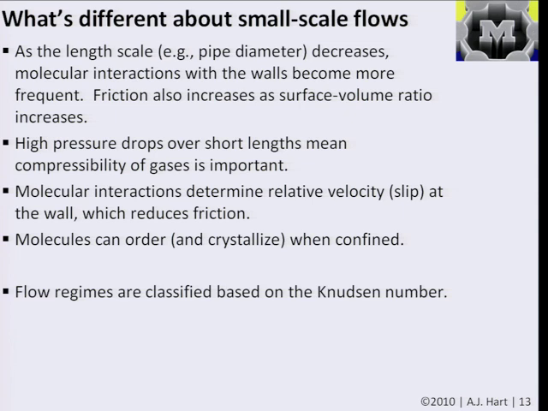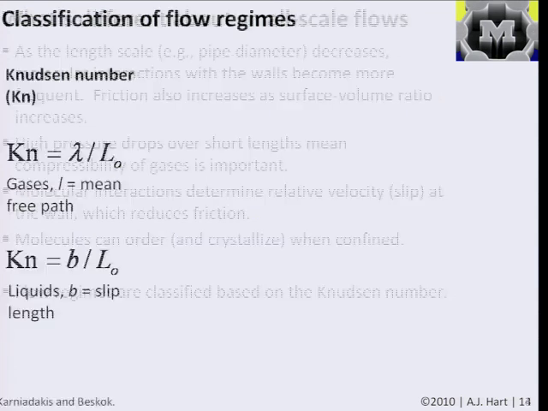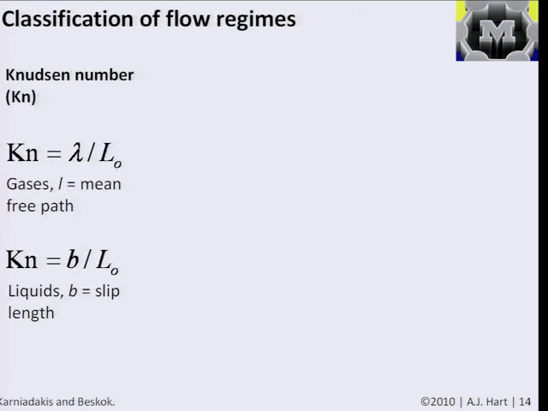And we're going to classify flow regimes based on what we'll call the Knudsen number, and that relates to a mean free path for gas, just as we saw a mean free path for electrons or phonons. So we classify flow regimes based on this dimensionless number called the Knudsen number, and the Knudsen number is equal to lambda, which is the mean free path, divided by L naught, which is our characteristic length scale.